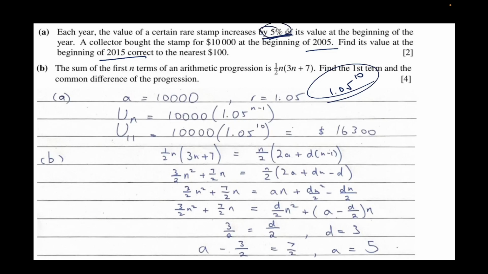It's a 5% increase every single year. 10 years have passed, so it has to be this. If you were to replace this with 10 instead of 11, it'd be wrong, because if it were 10, it'd end up being a 9 over here, which is not 10 years worth of growth. So that's what to pick up on.